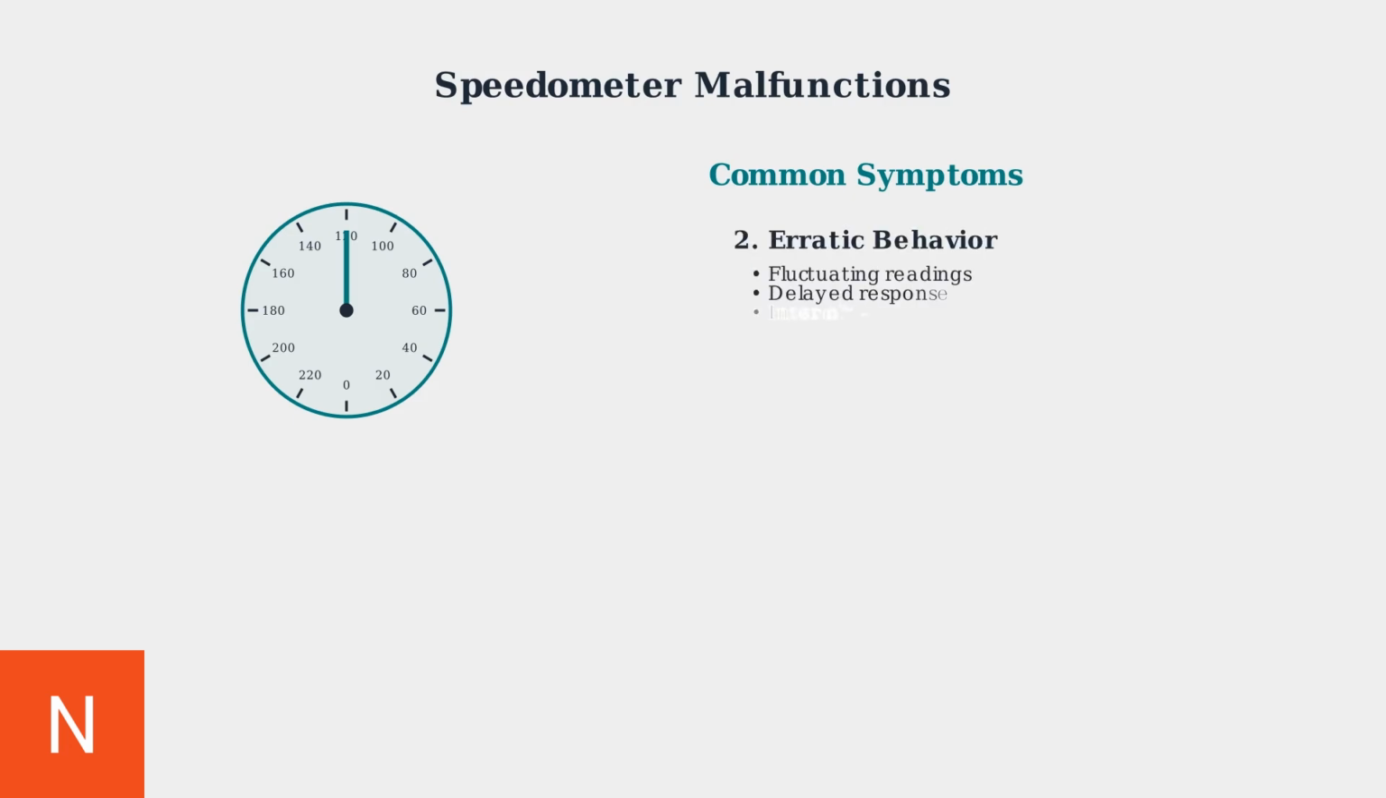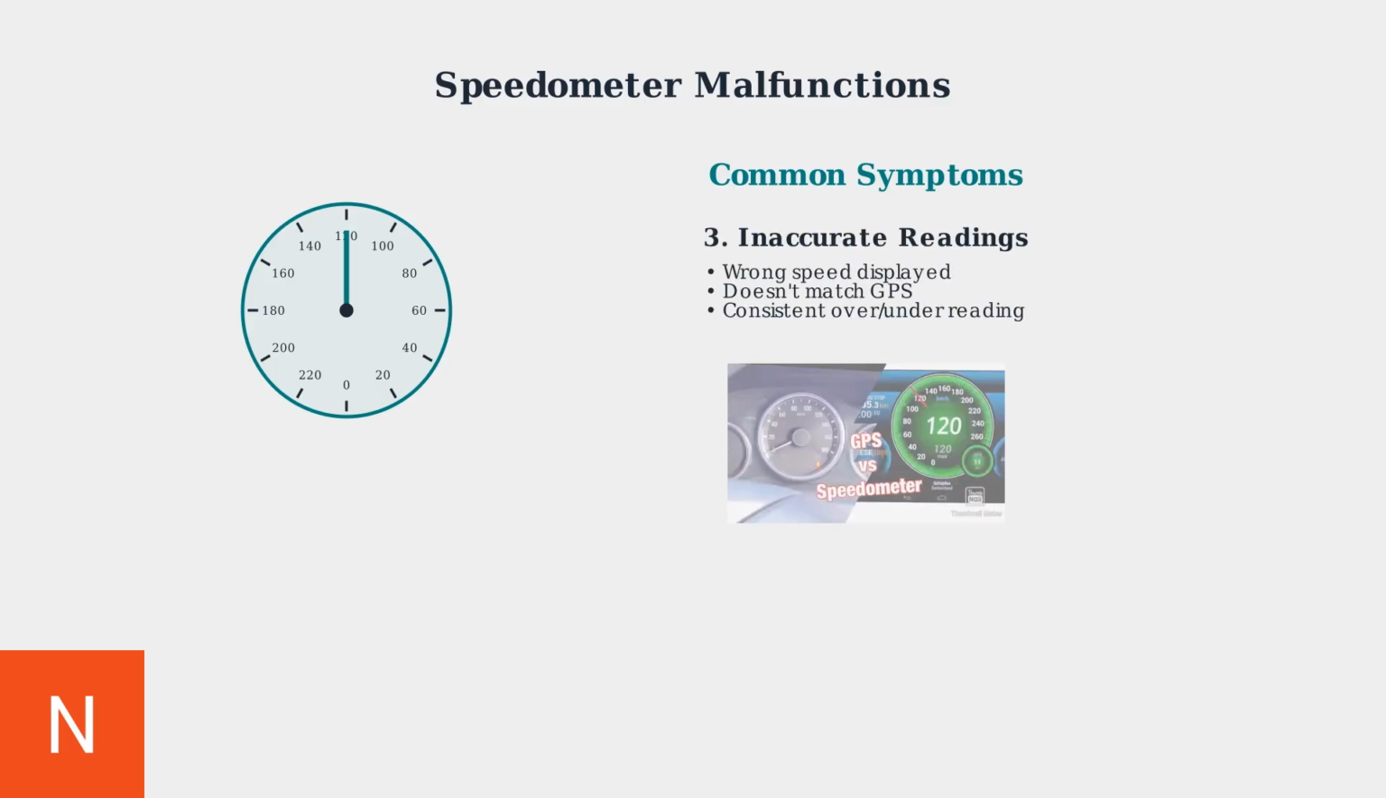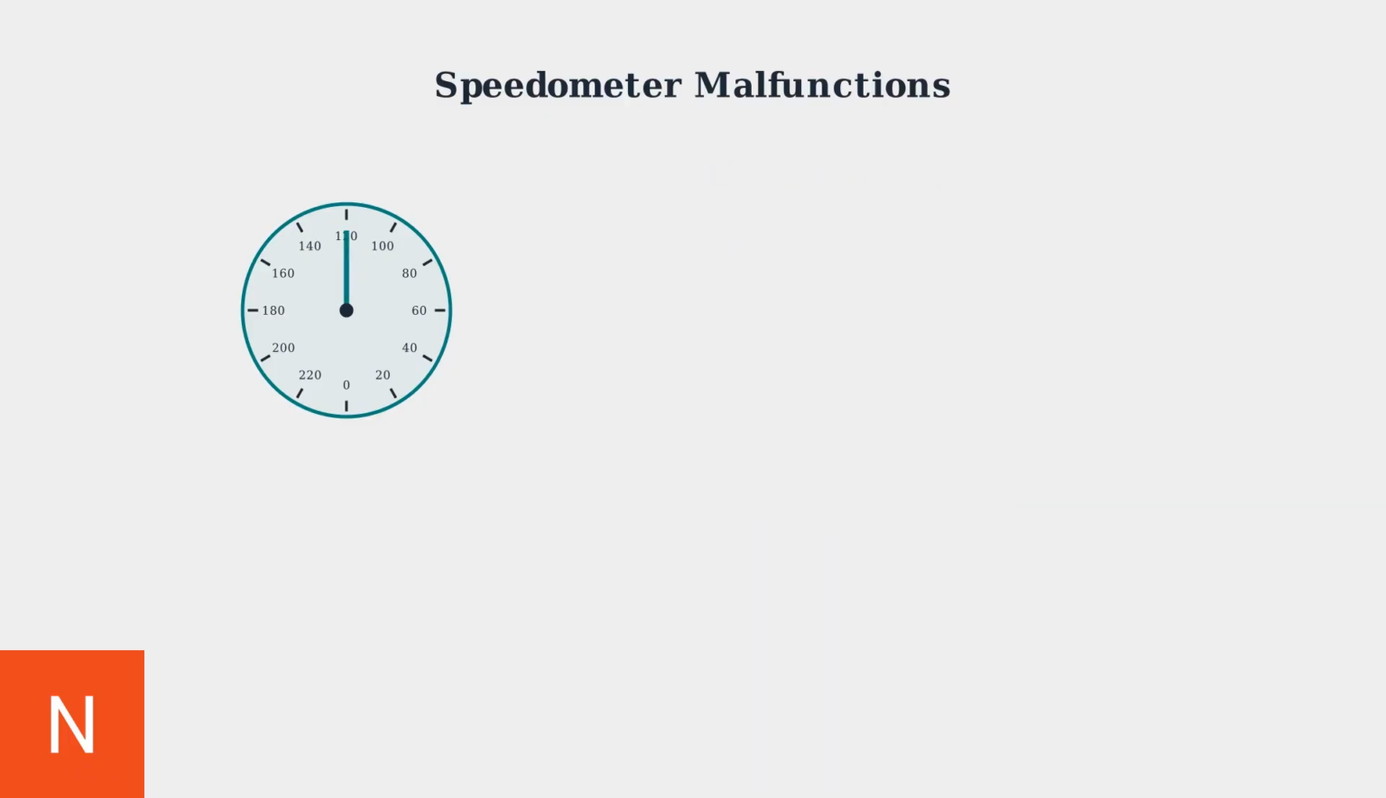Second, erratic behavior. The speedometer works, but gives inconsistent readings, fluctuating wildly during steady driving or responding slowly to speed changes. Third, inaccurate readings. The speedometer appears to work normally, but consistently shows the wrong speed compared to GPS data or your actual driving speed.